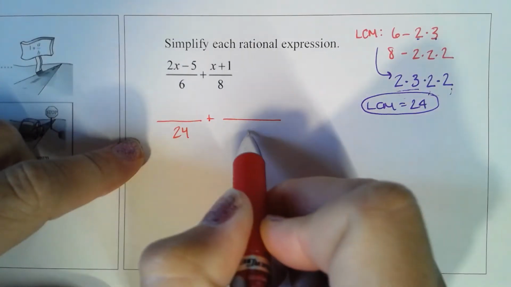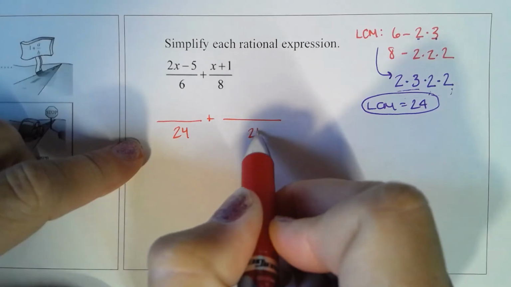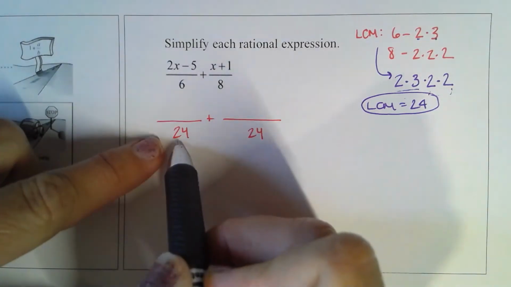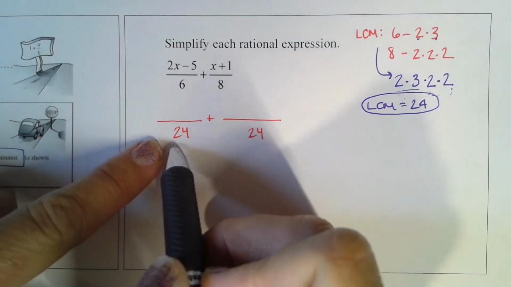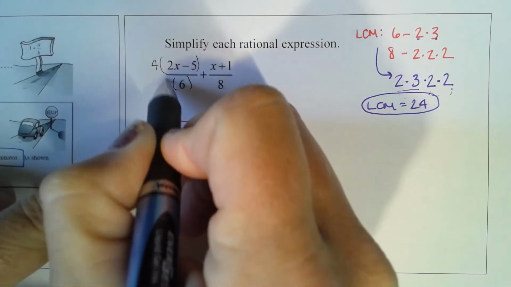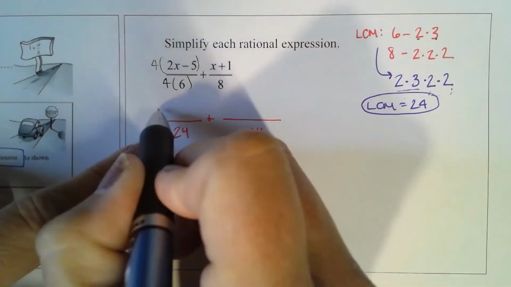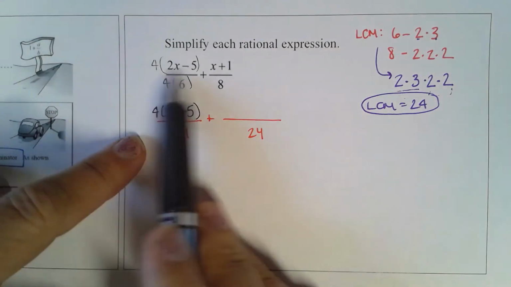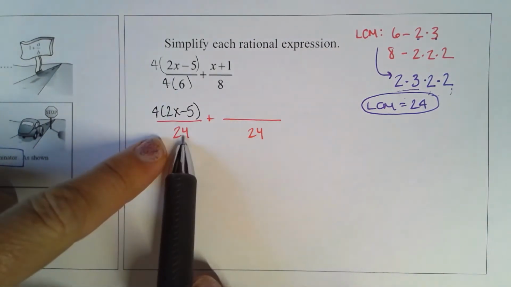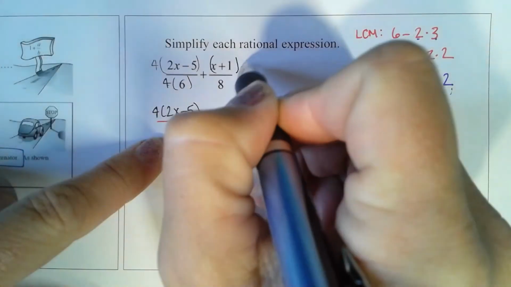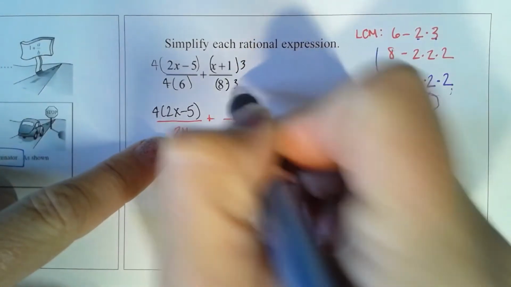Great. Well, the big question is, what are we missing here? 6 to a 24, we're missing a 4, right? So we're going to multiply the top and the bottom by 4. I didn't actually do anything, I just wrote it down. Now 4 times 6 we already have. Here, the 8 goes to the 24. I need to multiply both of those by 3.